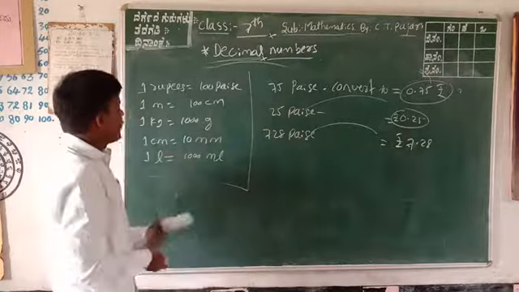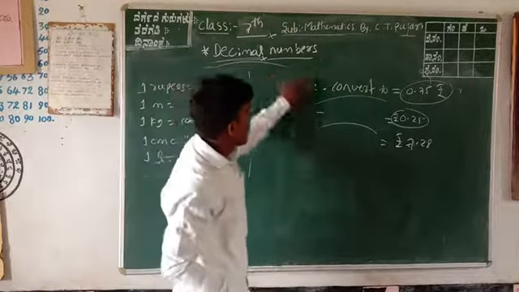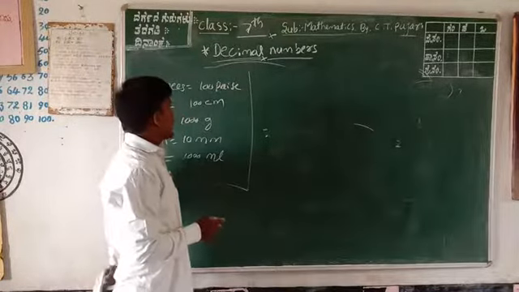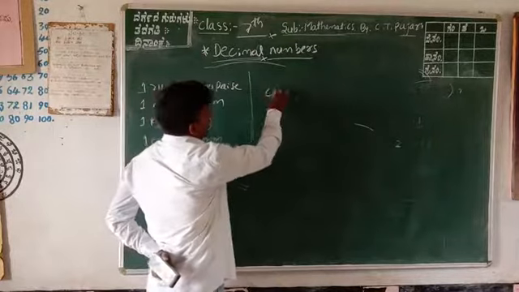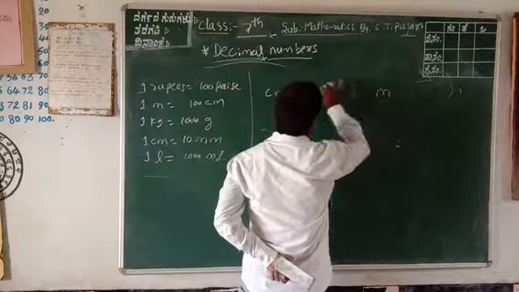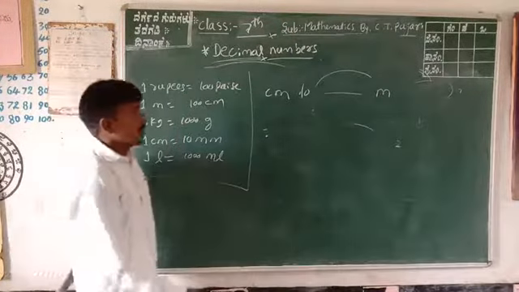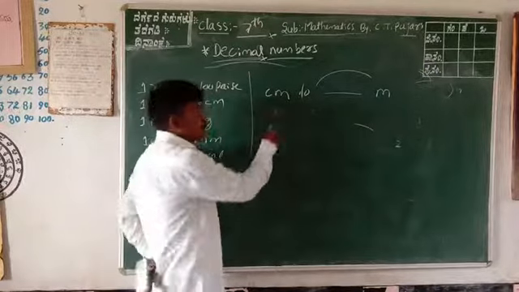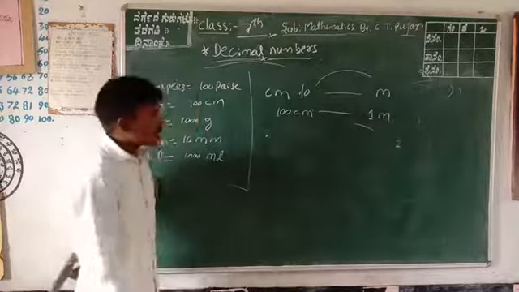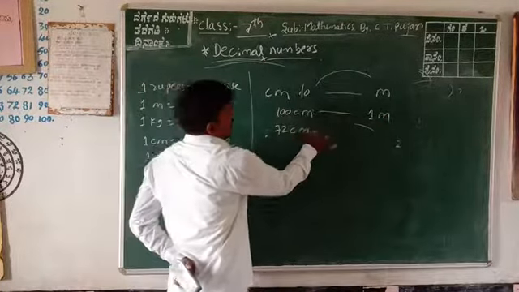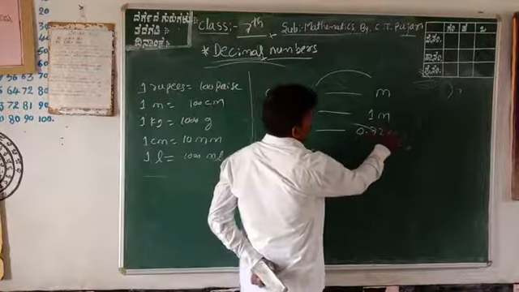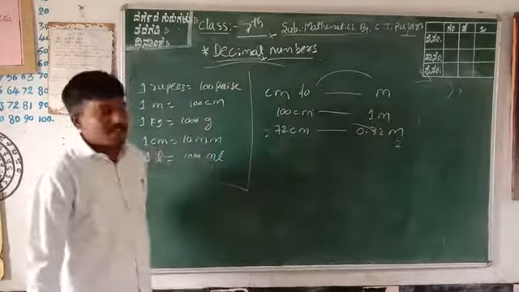What about next? Meter and centimeter. You can convert centimeter to meter. For example, 100 centimeter is equal to 1 meter. But what about 72 centimeter? 72 centimeter is equal to how many meters? Only 0.72 meter.